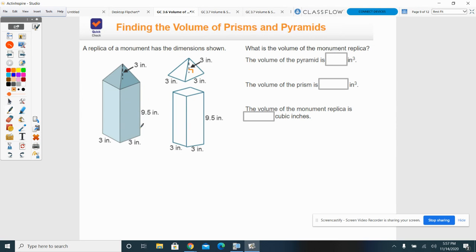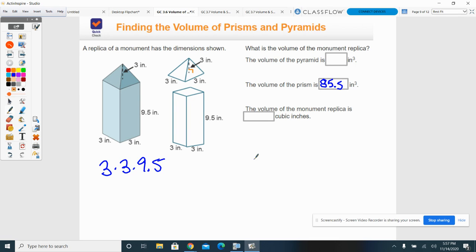Okay. How about this one? Box on the bottom, pyramid on the top. So the volume of the prism on the bottom is 3 times 9.5. I like to start with the easy ones first. 3 times 9.5. That gives me 85.5 for the bottom.